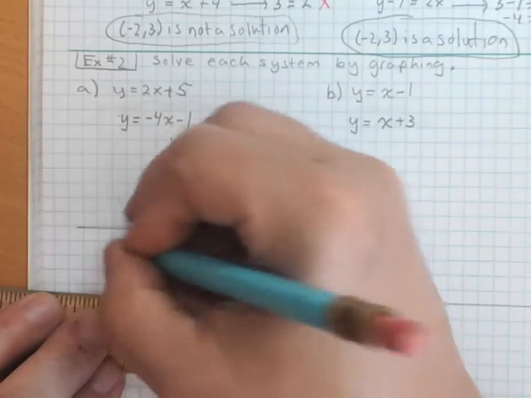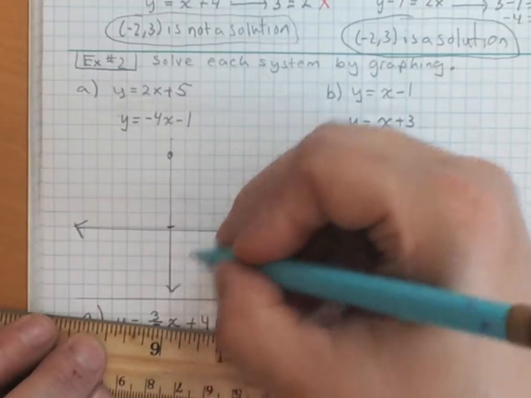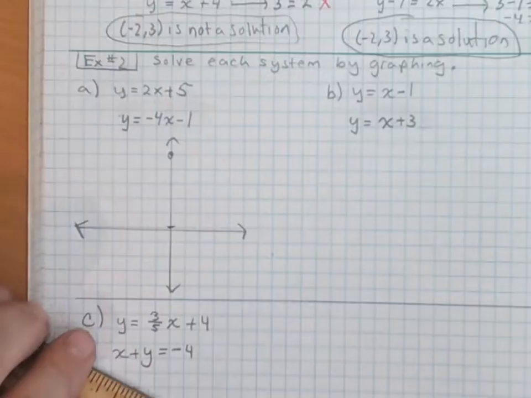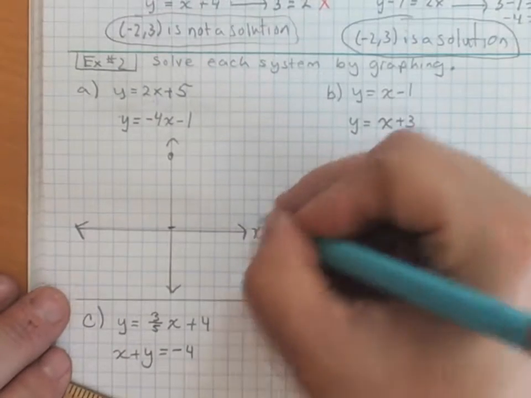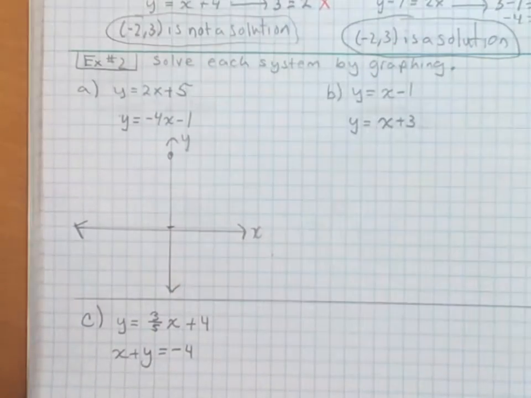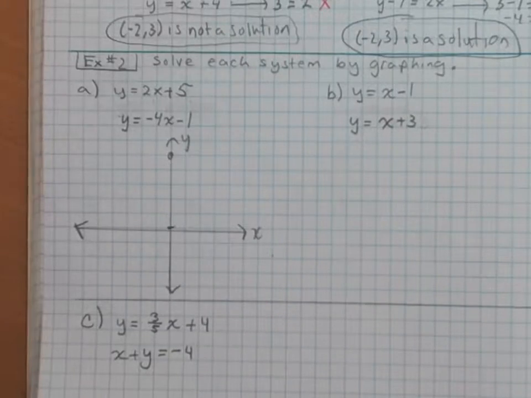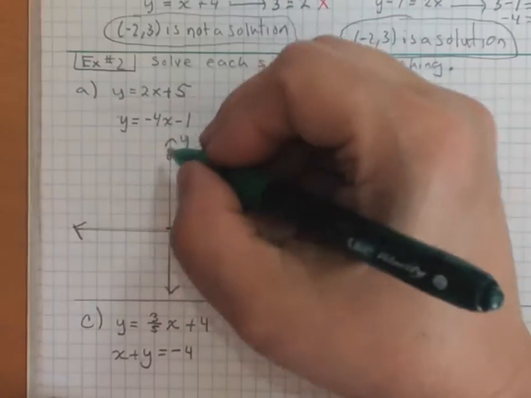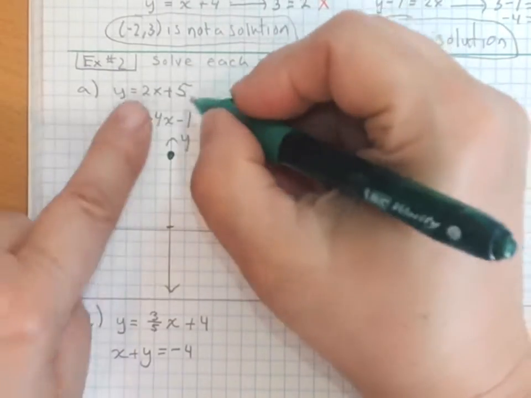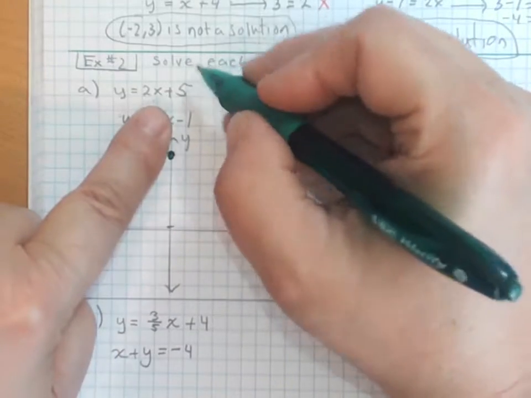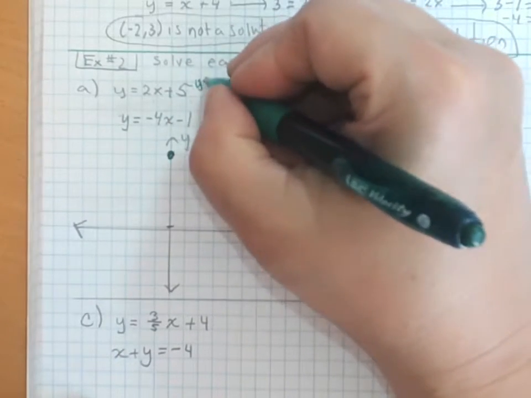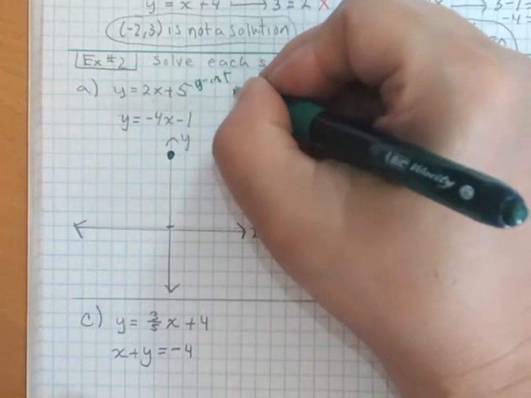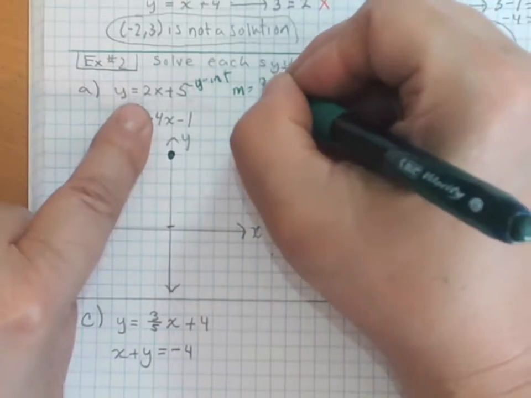I do like to use colors when I use the graphing method. I graph each line in a different color. That way it distinguishes it from the other one and from the axes. All right, so I'll do the first line in green. So in the first line, my y-intercept is 5, and the slope is 2.